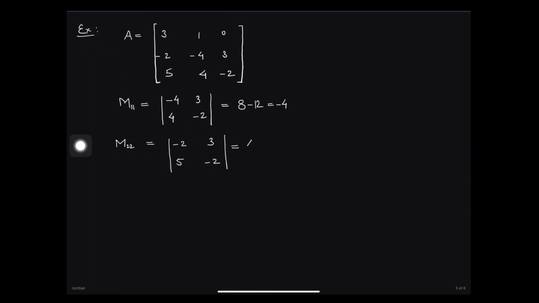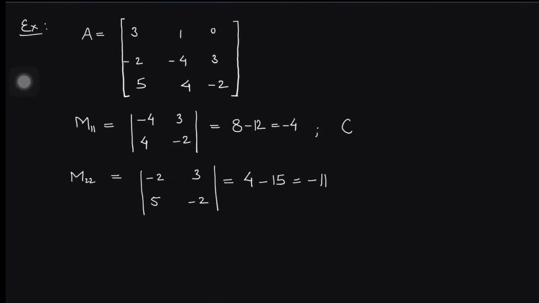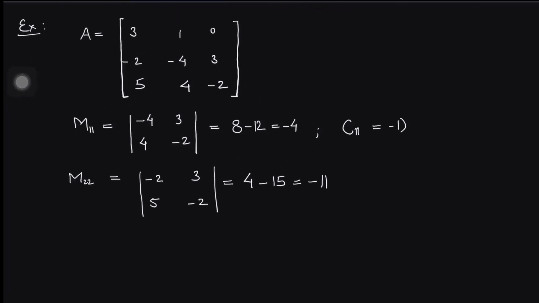It means 4 minus 15. Now the third entry is 0. So when you multiply a cofactor with 0, you will get 0. So there is no need to find the one corresponding to that. Now for finding the cofactor corresponding to M11, it will be minus 1 to the power 1 plus 1 M11. So minus 1 to the power 2 M11 is minus 4.